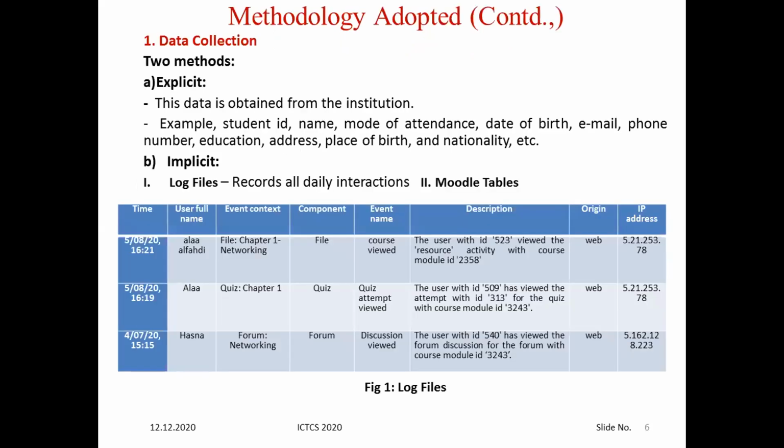So first step is the data collection. Two methods are used for collecting the data. One is the explicit method and the second one is the implicit method. For the explicit method, some data are obtained from the institution software, like their ID, their name, date of birth, email, phone number, nationality, etc. And for the implicit method, two data sources are used. One is the log file and the other is the Moodle tables. So in the figure, I have given a sample log file, which is created automatically when the student logs in into the Moodle.